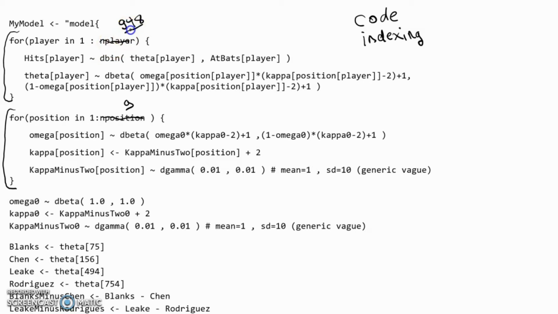For each one of those 948 players, we have the likelihood function, hits per player, and the prior, which is theta per player. Then we loop over those 9 different positions, and we get the hyperpriors, the omega for position and the kappa for position, which is what we really want. We have to do this as an intermediate to take care of wanting to require everything to be positive. Okay, so what I really want to focus on, and I think the bit that's likely to be most confusing, is this line right here.